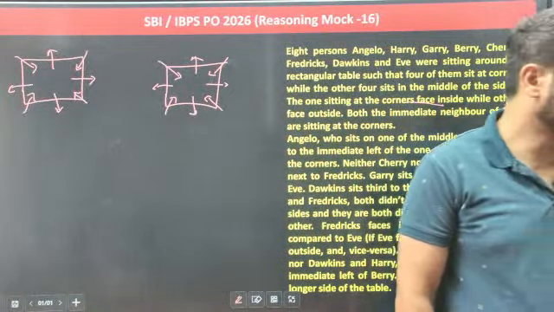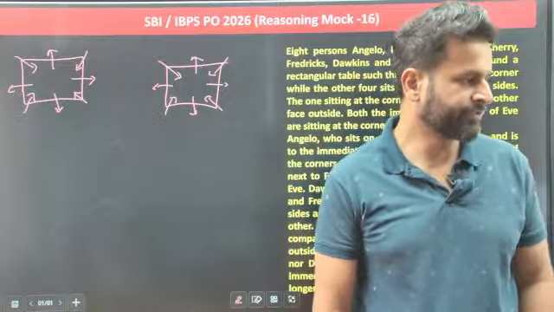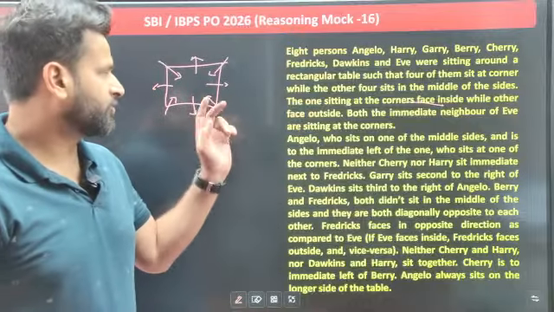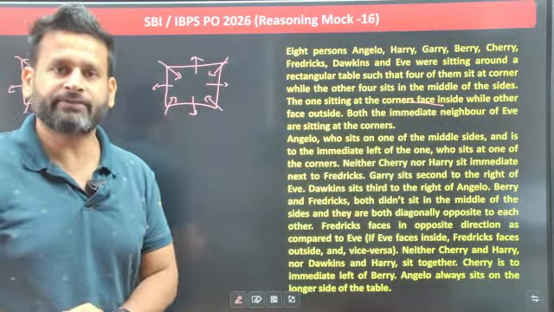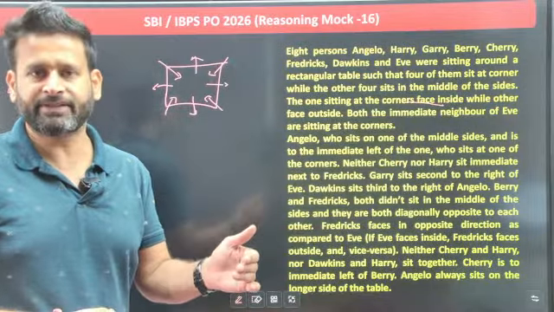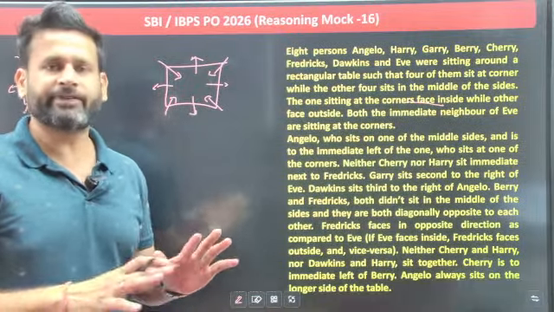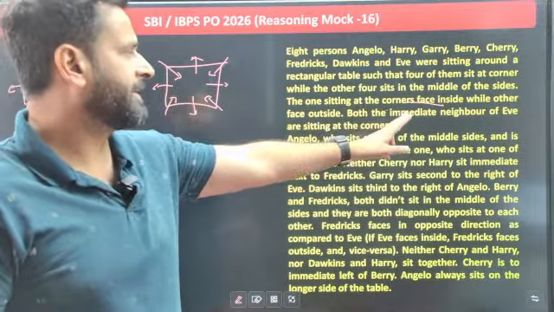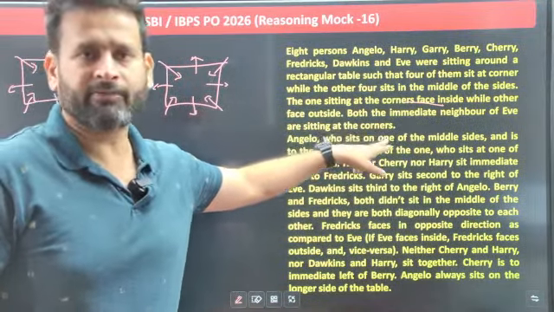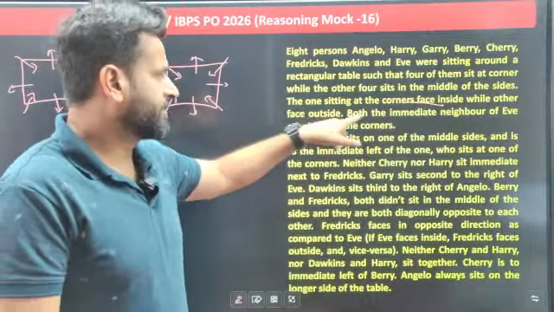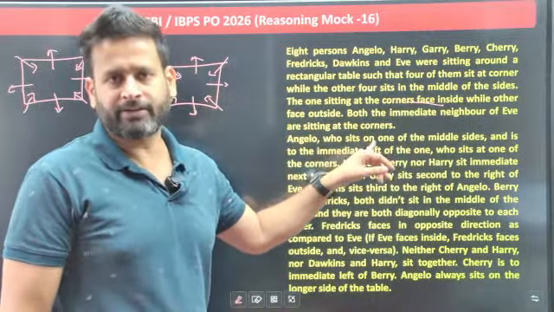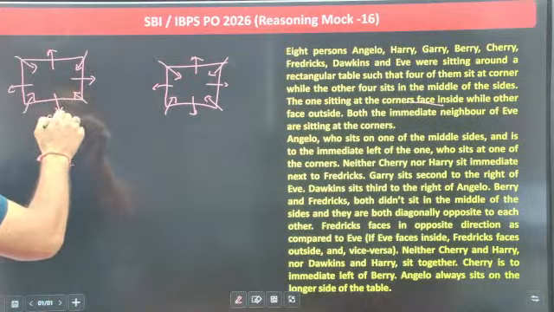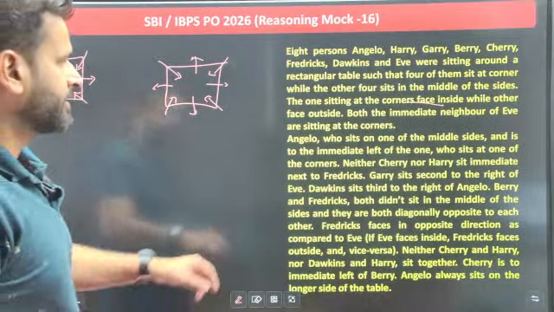In such a situation, have you done this, Arun? Continue. In this situation, it is important because there are two different locations where you can start placing the person. If you have any confirm information, let's start from there. Both the immediate neighbors of Eve are sitting at the corner. What is the meaning of this? If both the immediate neighbors of Eve are sitting at the corner, that means Eve will be at any mid of side. Only then both the immediate neighbors sit at the corner.